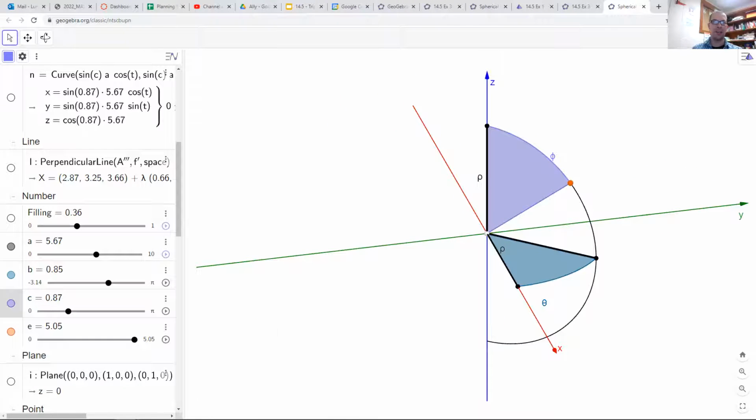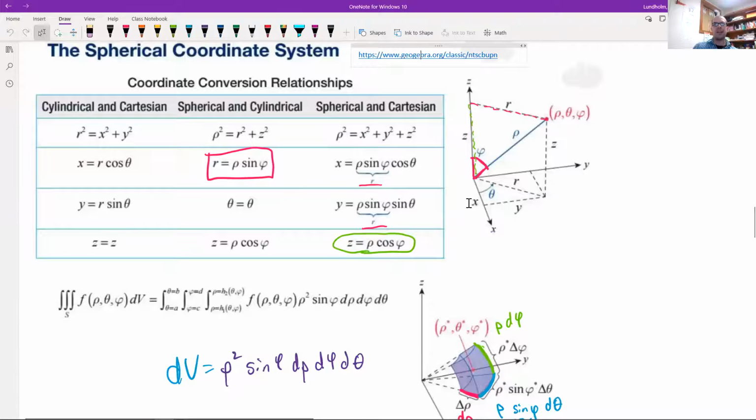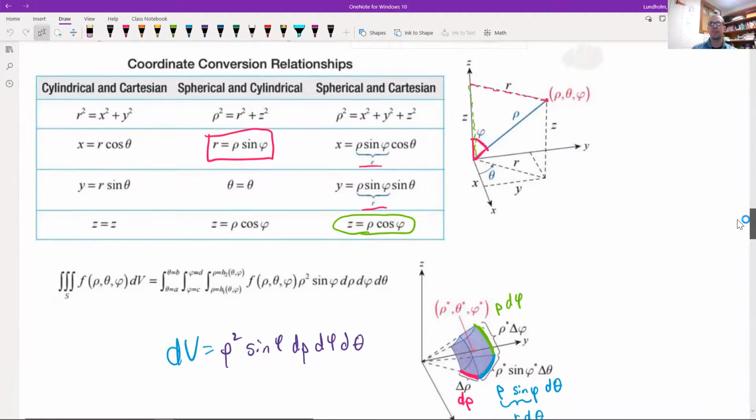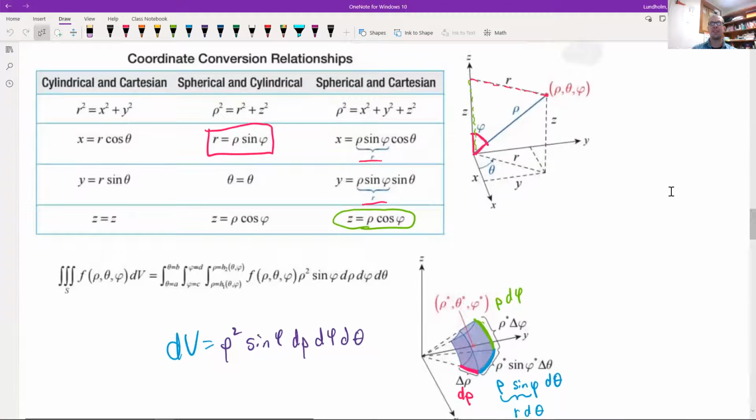These coordinates are going to be really nice for some objects. What we need to look at now is that there are some conversion relationships between rho, phi, and theta when you're trying to translate between the different coordinate systems: Cartesian, cylindrical, and spherical. I think what I'd like to do now is focus on the volume differential and why the volume differential is the way that it is.